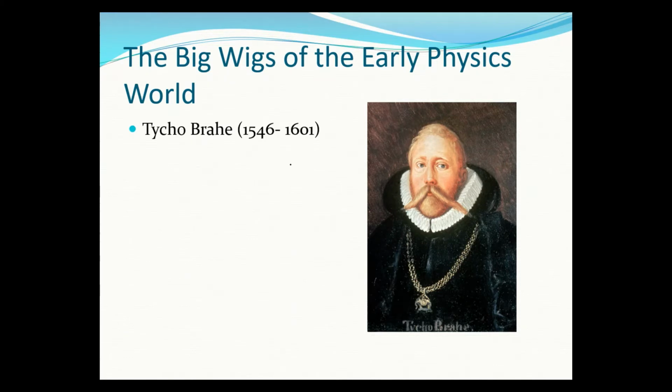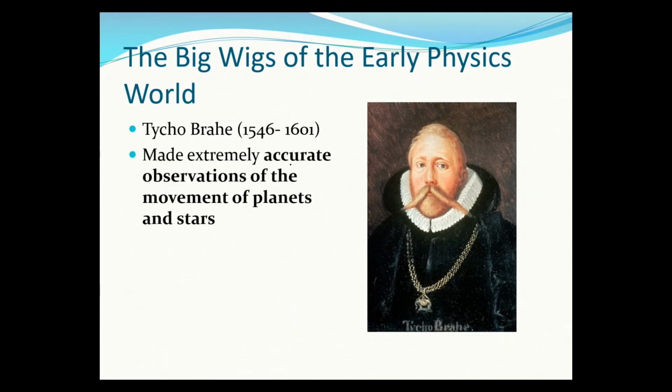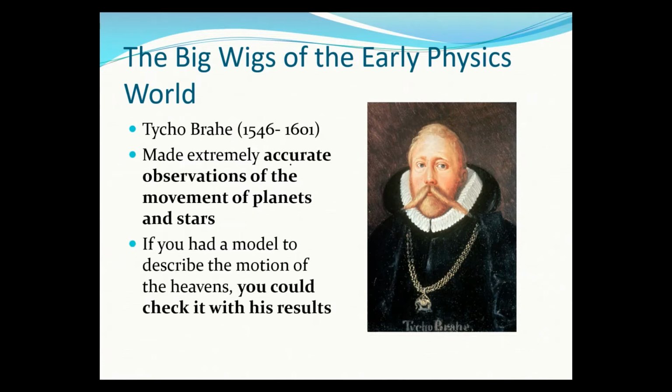So this is Tycho Brahe, and he made extremely accurate observations of the movements of the planets and the stars. So why he was important is because if you had a model to describe the motion of the heavens, you could check it with his results. So if it's like, this is my model, is Mars going to be here in 2 weeks? And then you check his stats, yeah, Mars should be here this week, in 2 weeks, and then if your model predicted it, you know that you have a good model.